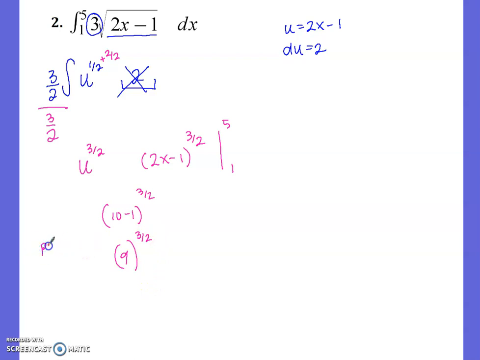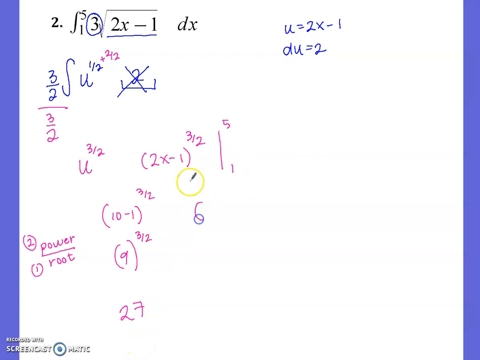And remember, when you have a fraction exponent, the top is the power, the bottom is the root. Okay, so I usually do the root first because it makes the number smaller, then the power second. So this is the square root of 9, which is 3, and then 3 to the third is going to give me 27.